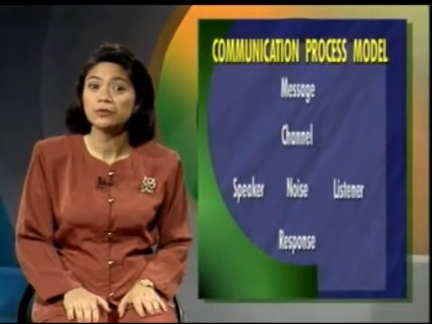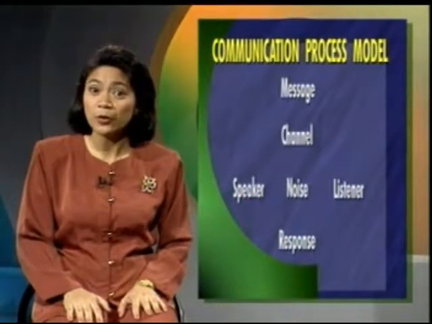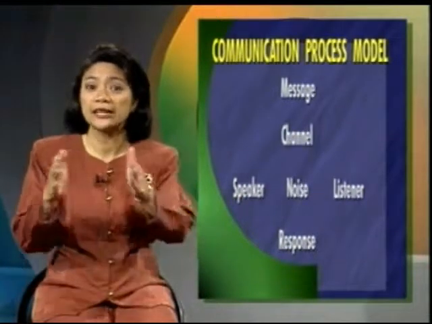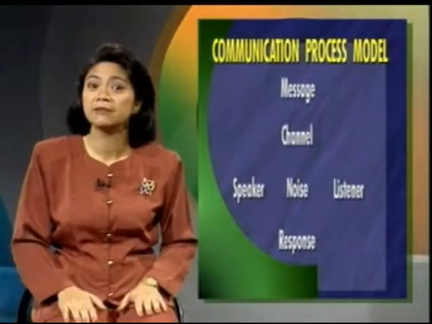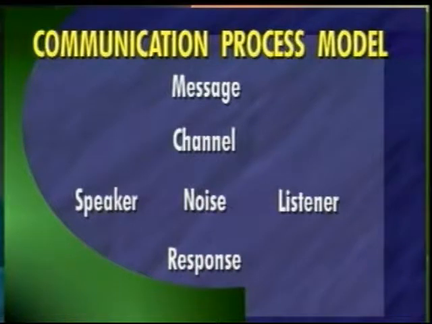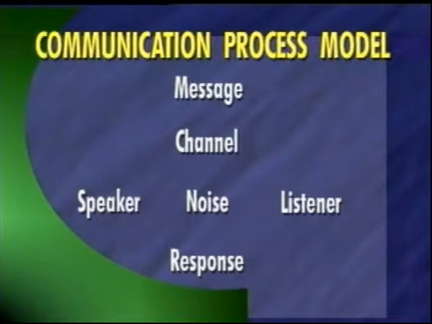To understand the process of listening better, I'd like you to take a look at this communication model. It is very important for you to be familiar with this illustration, which shows us how communication flows from speaker to listener, and how messages can be distorted because of noise. This model illustrates the cycle of communication that features the speaker, the message, the channel for the message, the interference or noise, the listener, and the response.